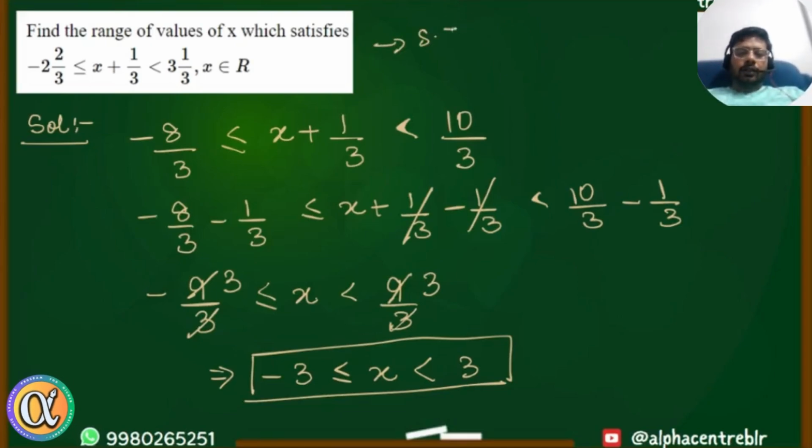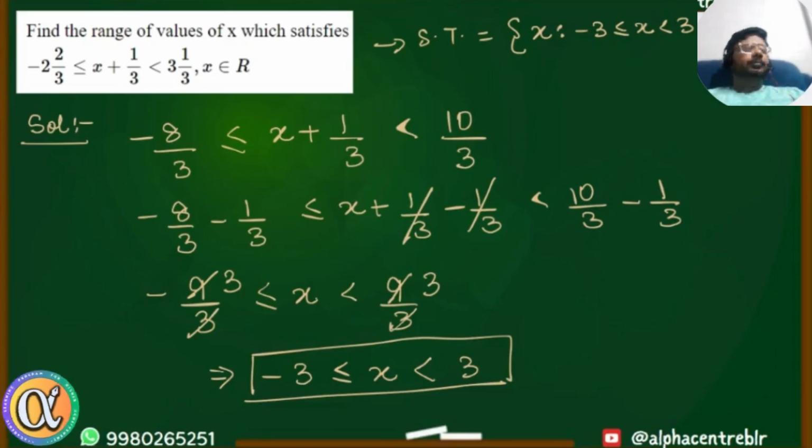The solution set in set builder form can be written like this. This is x such that you write this inequality, and x belongs to real numbers. Clear? Yes, sir. So that's our final answer.